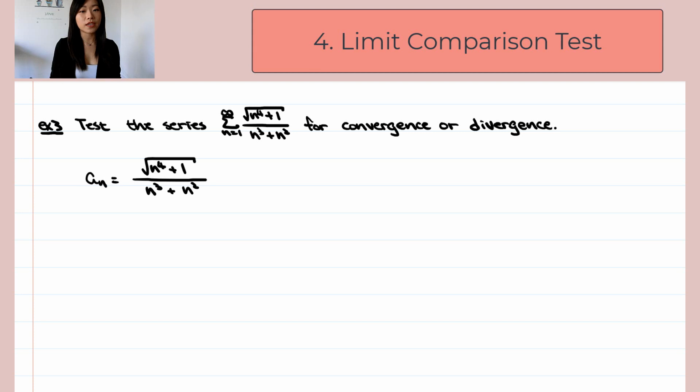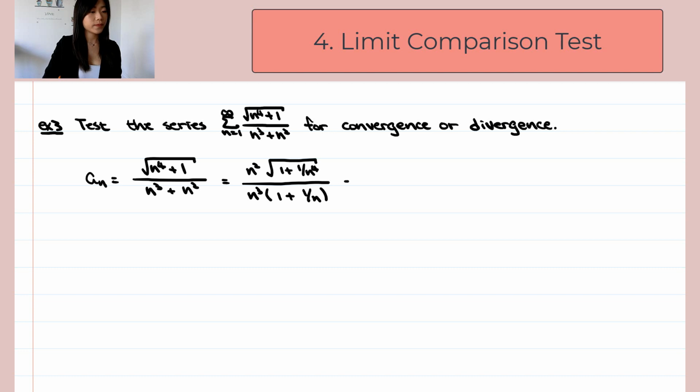So the technique to solve this is similar. The highest degree in the numerator is n squared. So I factor out an n squared, and I'm left with 1 plus 1 over n to the power of 4. In the denominator, the highest degree is n cubed. So n cubed times 1 plus 1 over n. So I'm going to let the terms that I factor out be my bn, which is 1 over n. And the rest remains the same.